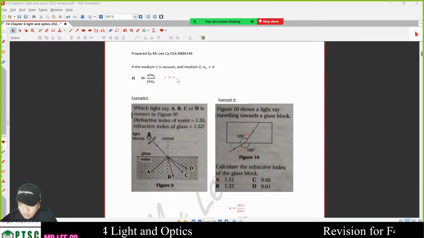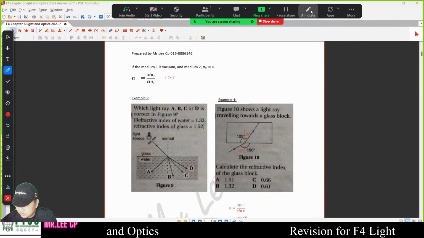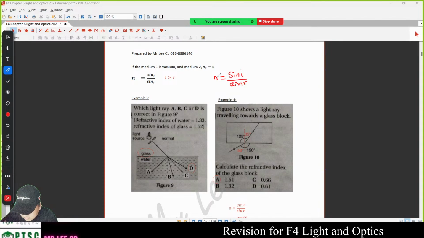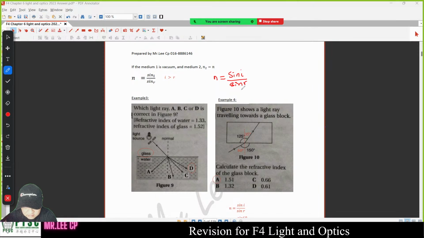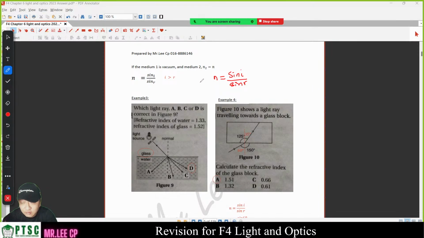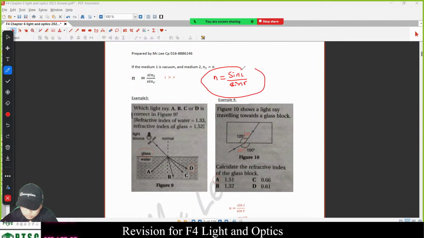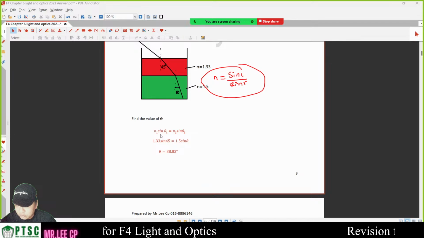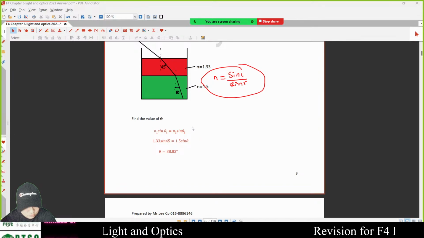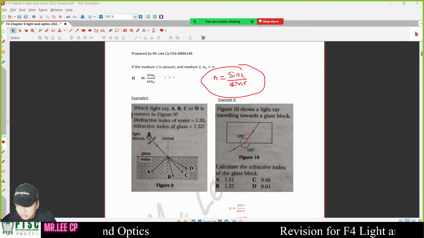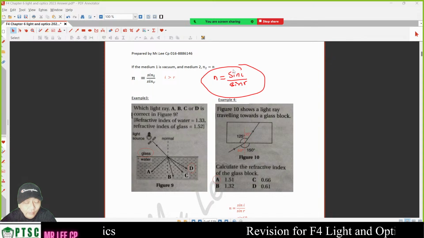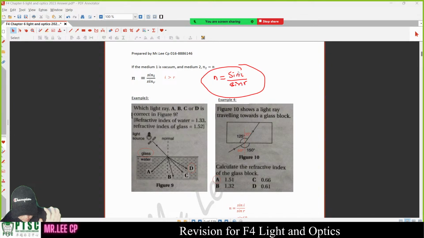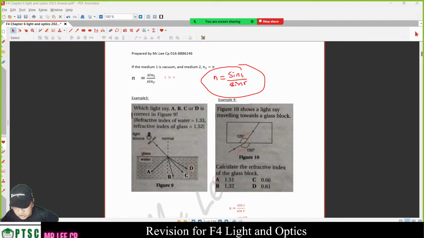Now normally we also use this formula: n is equal to sine i over sine r. If there is only 1 medium, you use this. If there are 2 media, like just now you had a green one and a red one, then you use n1 sine theta 1 is equal to n2 sine theta 2. For 1 medium, you just use this, and it will be okay. And remember that n is always more than 1, and i is always bigger than r. I don't care where the incident is. You just need to know i is always bigger than r.